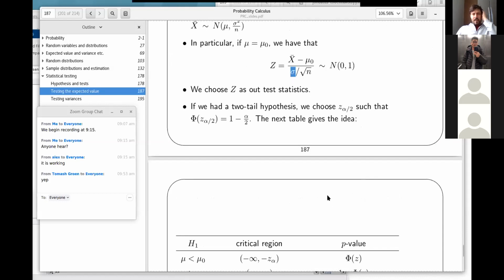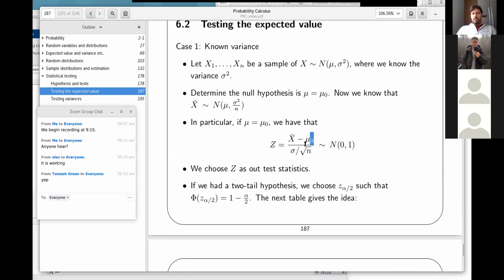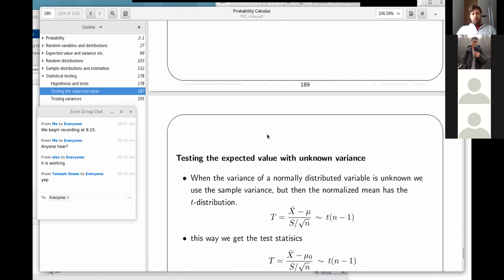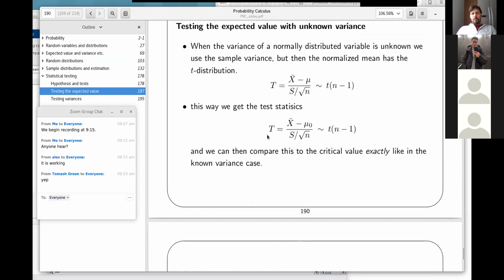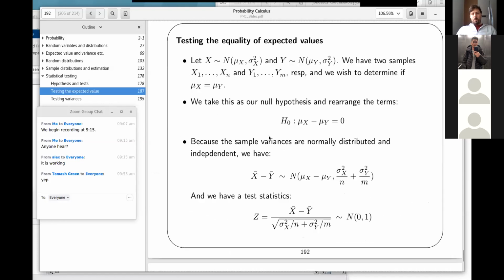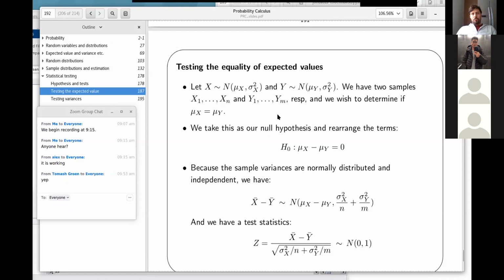So for the expected value, the testing hypothesis is very easy to formulate because you have the N(0,1) variable. For testing the equality of two distributions, the equality of expected values, you test whether the difference of their expected values is 0, and then this only applied when we had the normal distribution assumption.